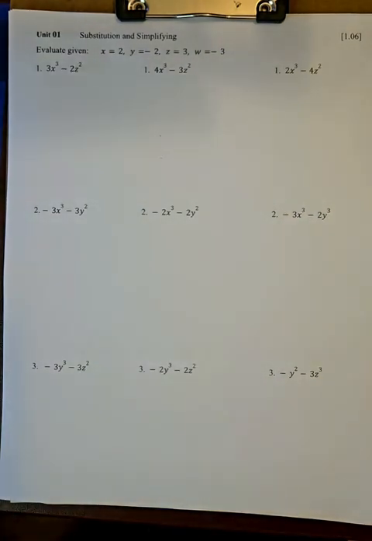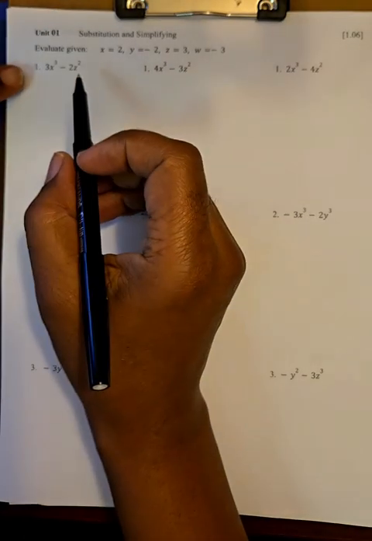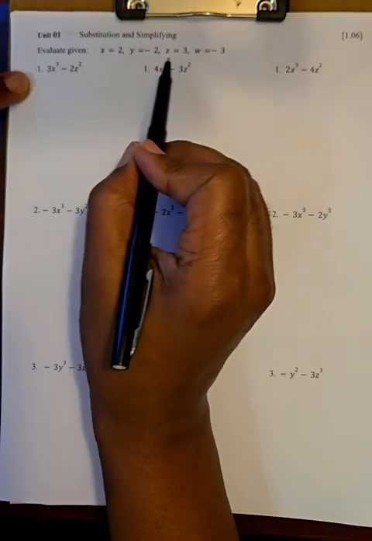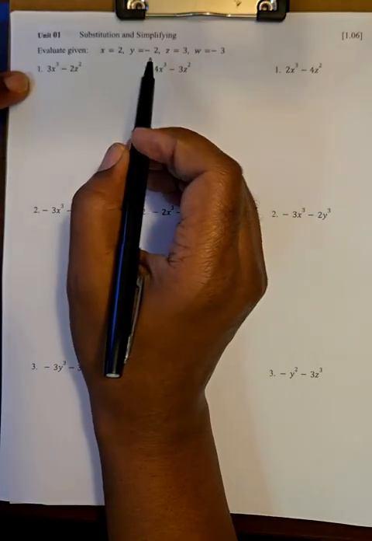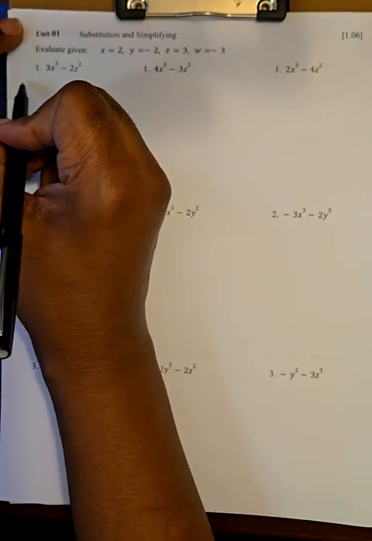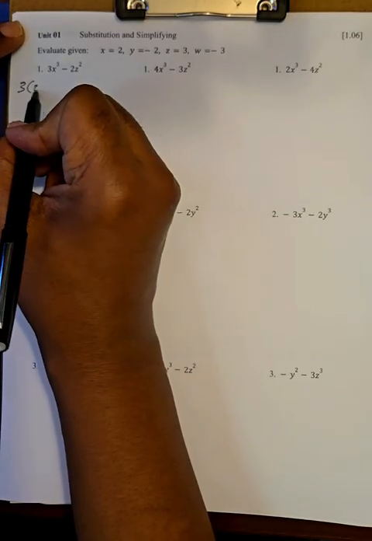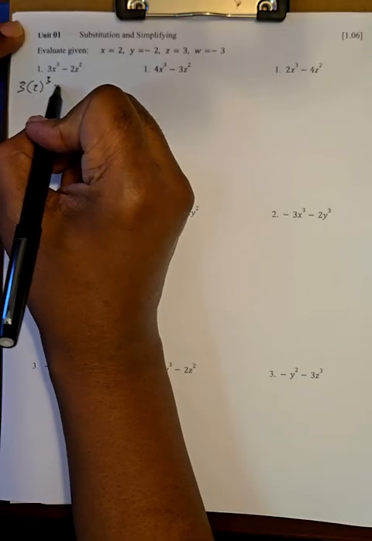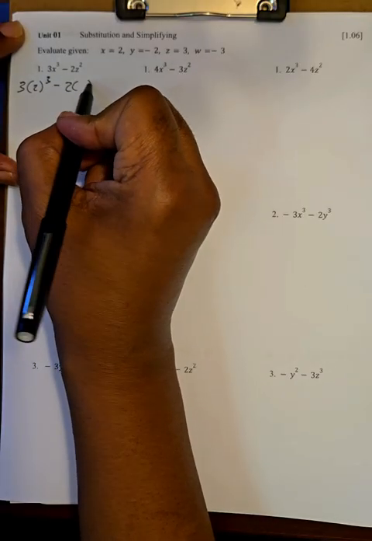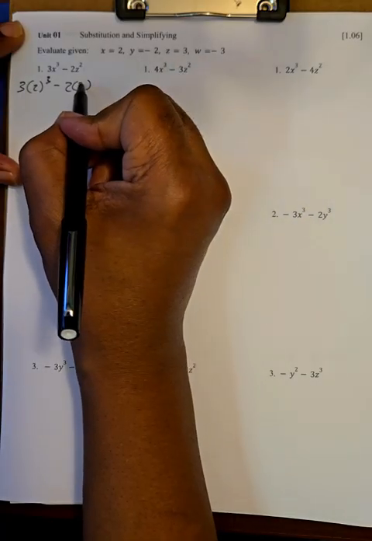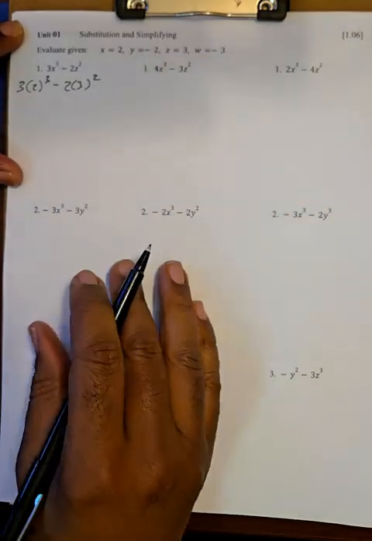Okay, we're going to use substitution in order to evaluate these expressions. So the x here can be substituted for 2, and the z can be substituted for 3. And we use parentheses for our substitutions. So this will be 3 parentheses, 2 for the x to the third power, minus 2 parentheses for the z, and we'll put in the 3, and that'll be to the second power.